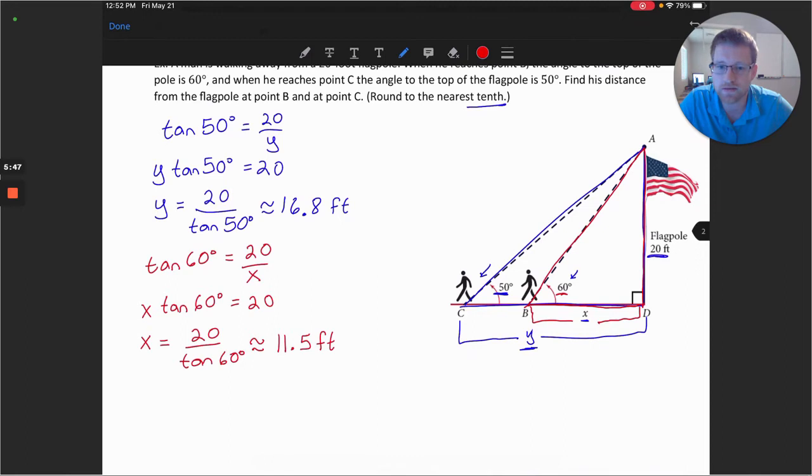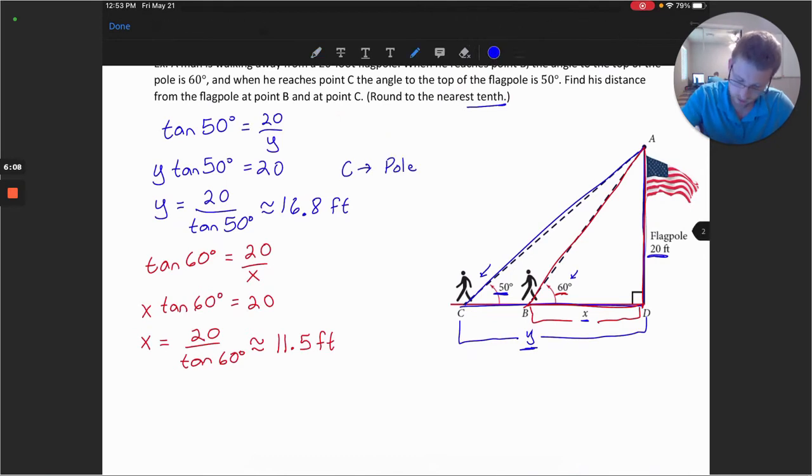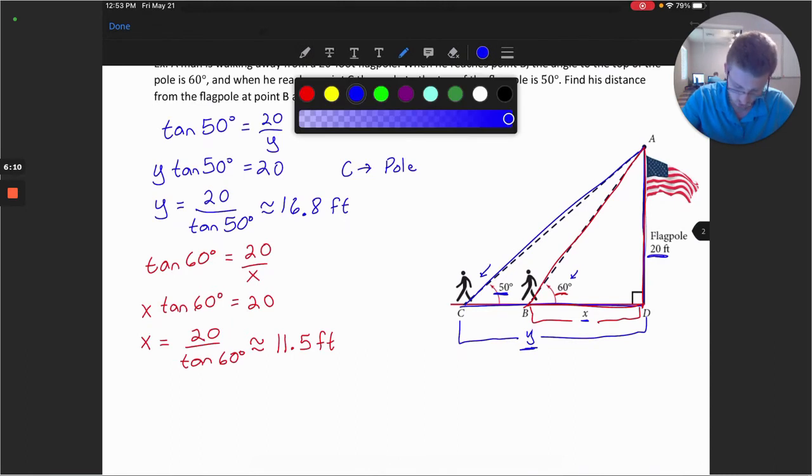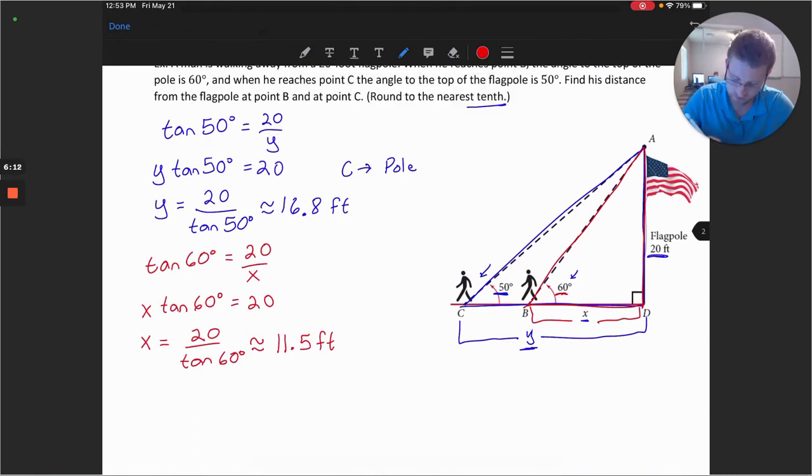So we have our distance from B to the flagpole and our distance from C to the flagpole. So this is our, in blue, we go back to that. This answer is from C to the flagpole. And this is our distance in red. That is our shorter distance here from B to D, or B to the flagpole.